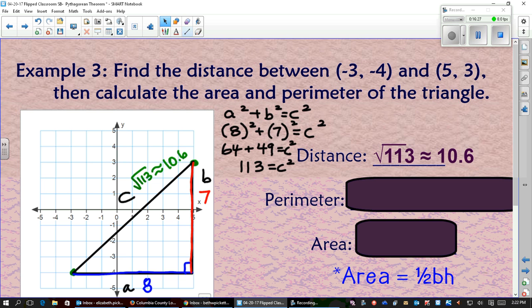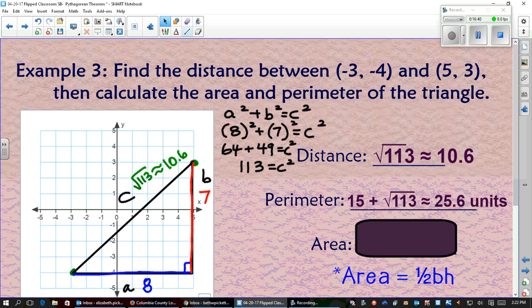So think, how do we find the perimeter of any polygon? Well, we just add the sides together. I had 8 and 7 that I could find by counting, and then I have this other one, square root of 113, or about 10.6. If we leave it as an exact answer, it would be 15 plus the radical square root of 113. Or if I use a decimal approximation, I can add the 8 and the 7 and the approximately 10.6 and get approximately 25.6.